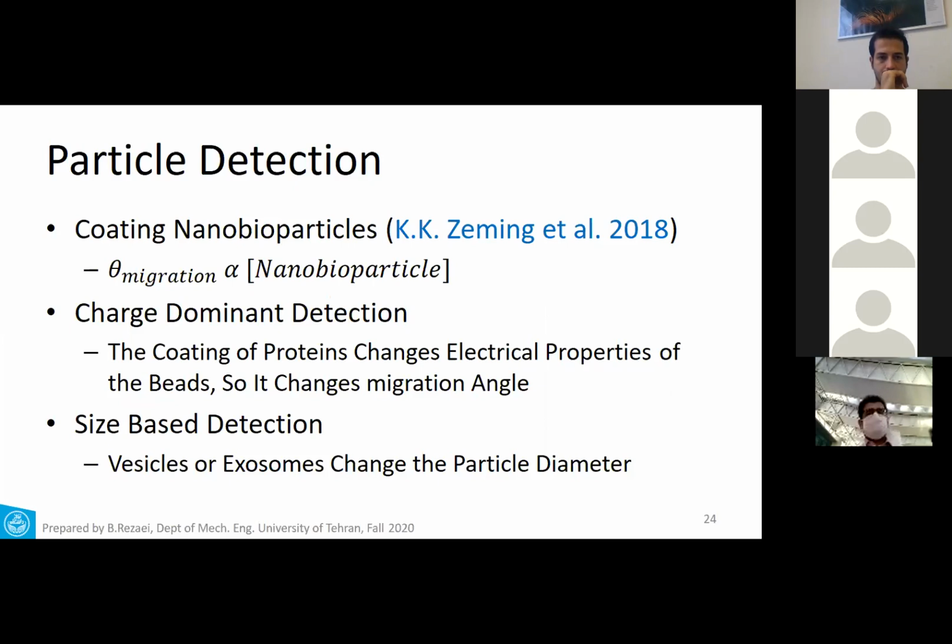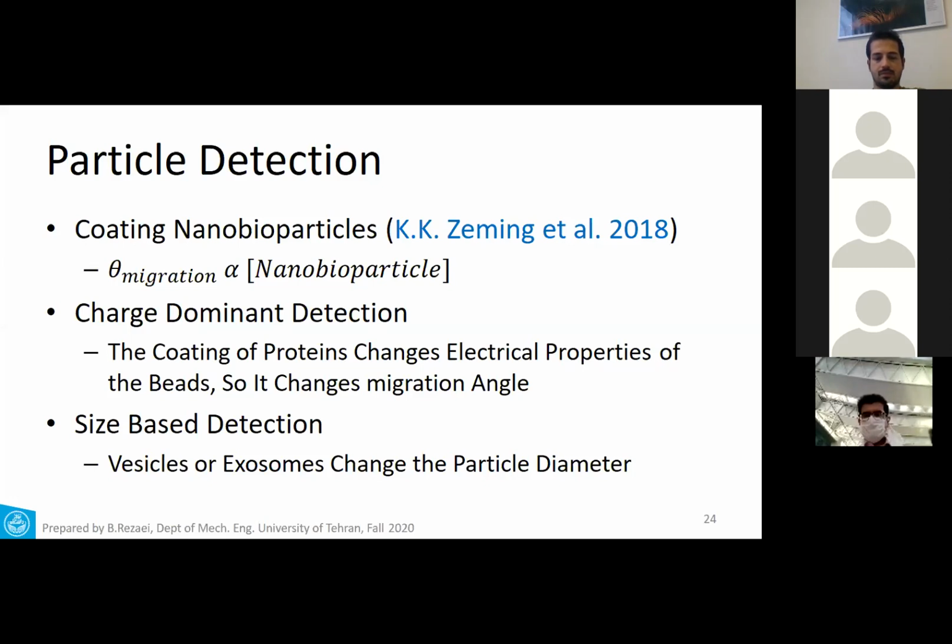Particle detection. Up to now, we just talked about the separation, but in recent years, 2018, 2019, just 2 or 3 years ago, particle detection has been done by this, and it has been done for nanobioparticles. For example, we know that if we send some polystyrene beads, some solid rigid beads in the range of micrometer dimension, we can simply predict their path.